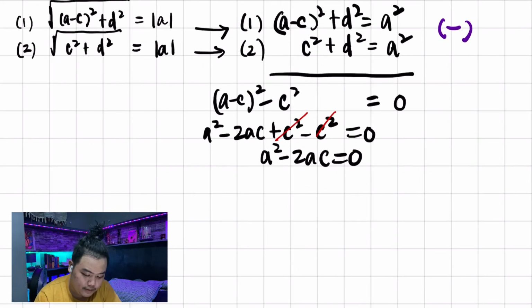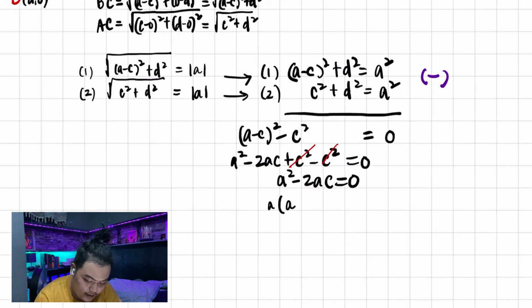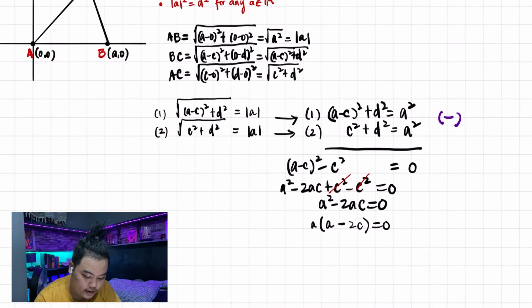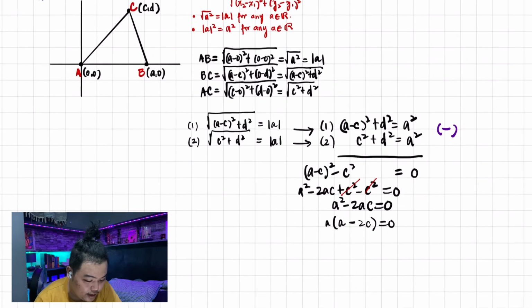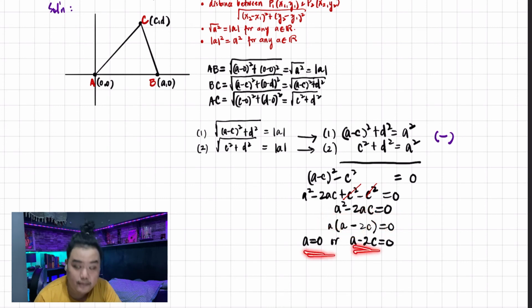Pero ano bang sinasabi nito? Pwede ka actually maglabas ng A, no? So, if ganito yung eksena, labas mo si A. Minus 2C equal to 0. Okay? Pero kung makikita nyo, pwede ba mag-0 si A? Kasi kapag ganito yung nangyari, it means A is 0 or A minus 2C is 0. Nagmumultiply ka ng dalawang numbers, nag-0 siya. So, meaning at least one of them is 0.